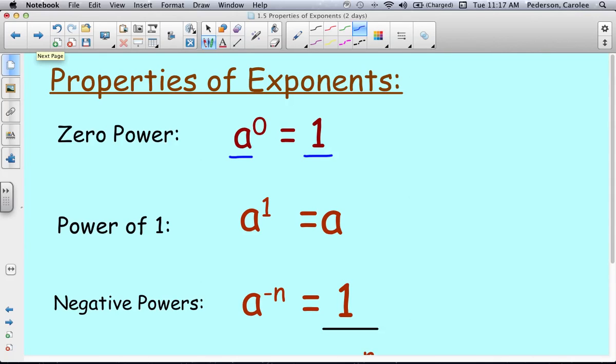The next property is called the power of 1. If I have an exponential raised to the first power, it's just itself. So 5 to the 1 power is 5. 10 to the 1 power is 10. x to the 1 power is x.